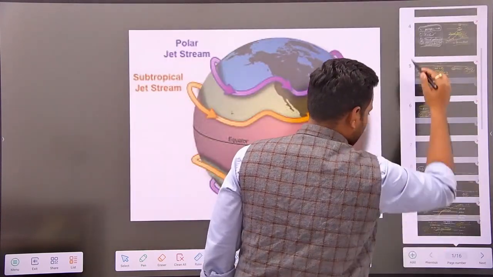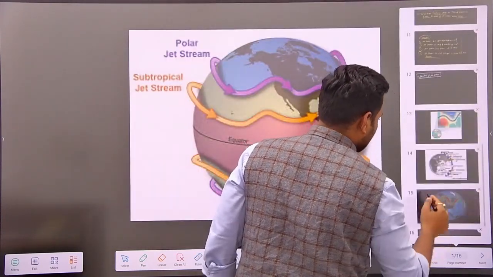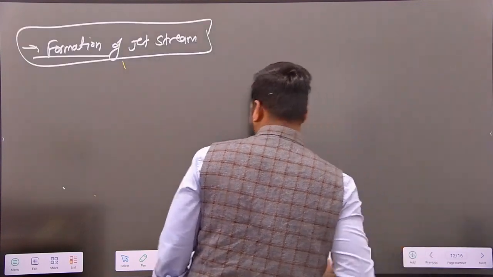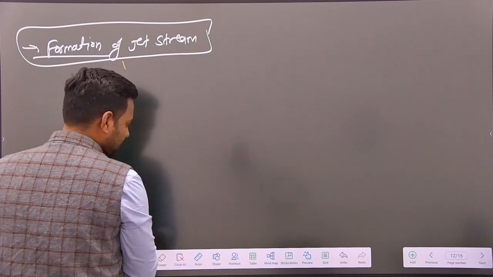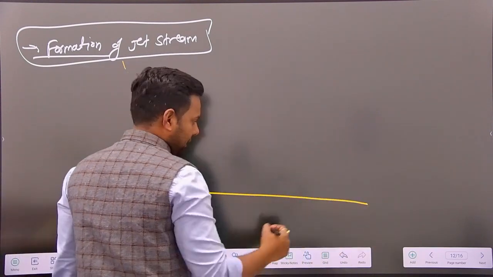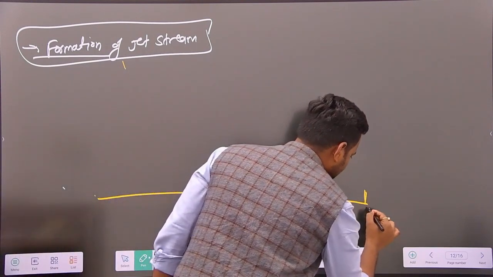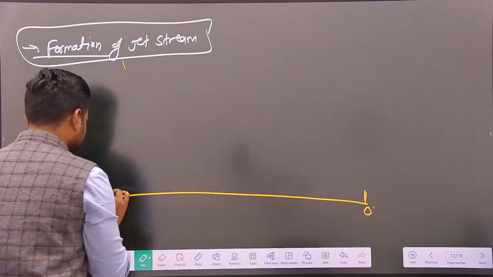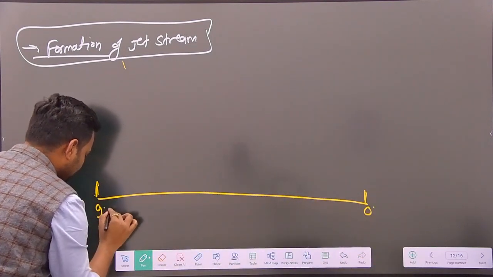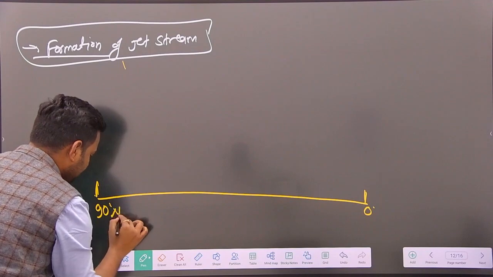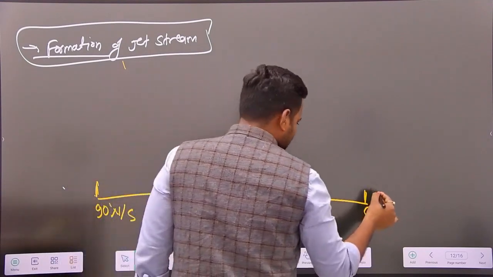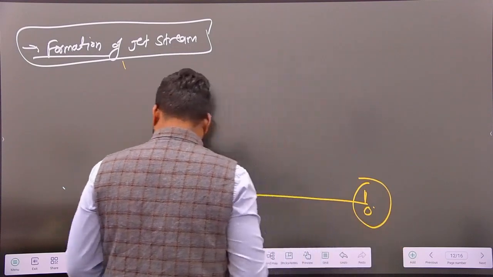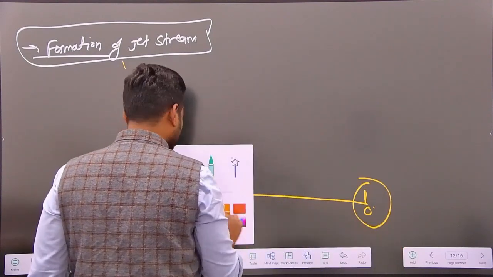Okay, I will draw here the tricellular circulation. Suppose that here is 0 degrees and here is 90 degrees north as well as south. Here is 0 degrees.